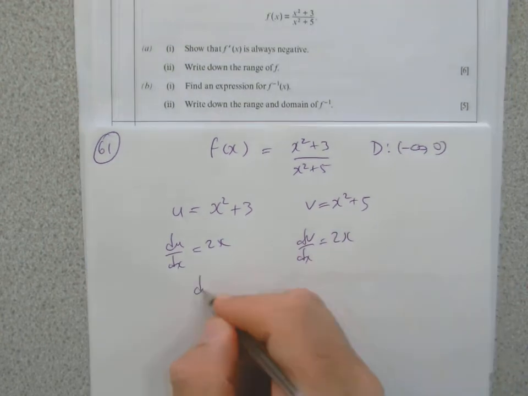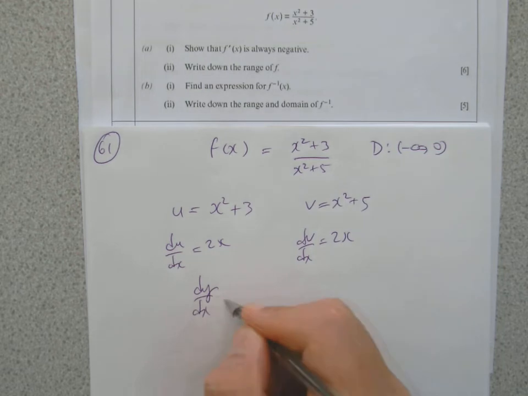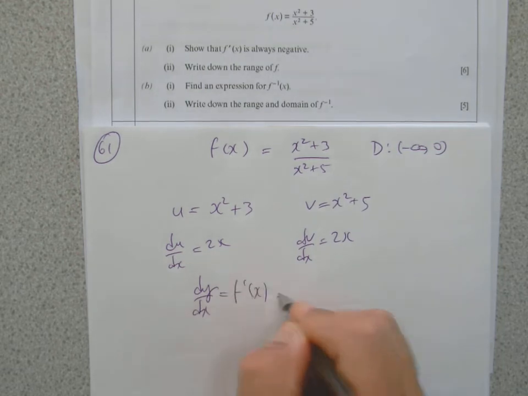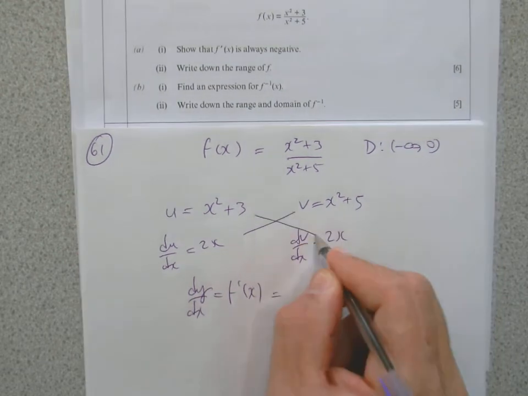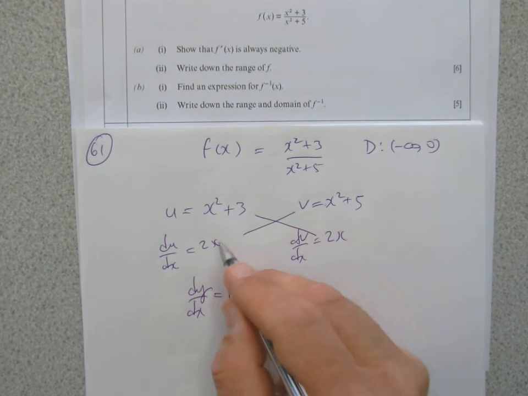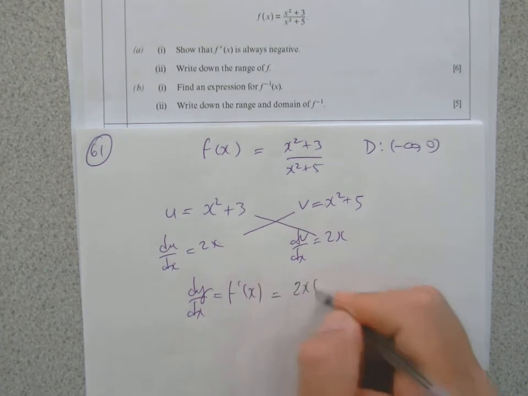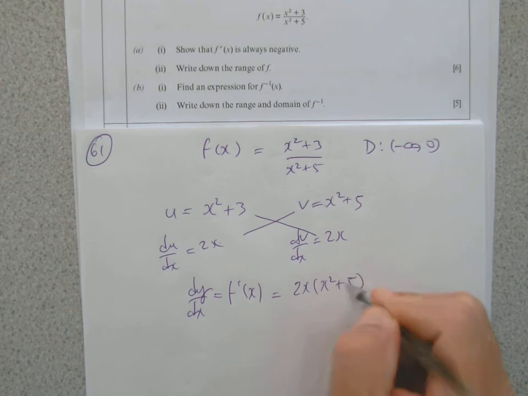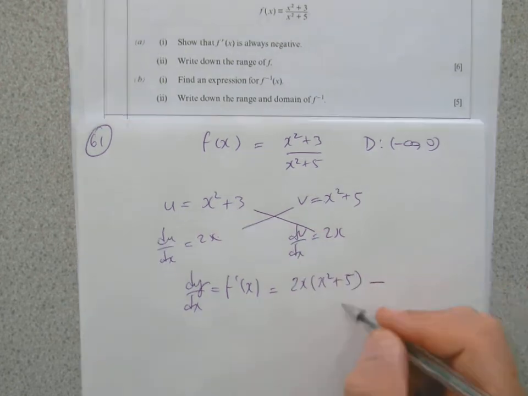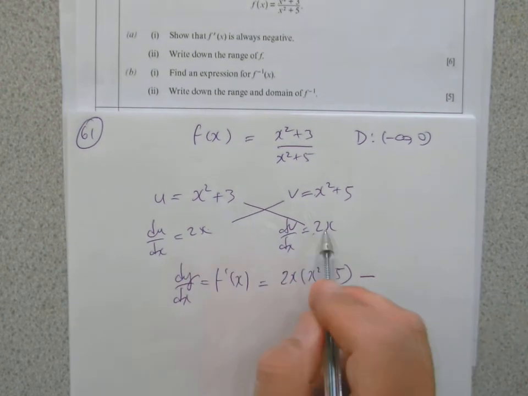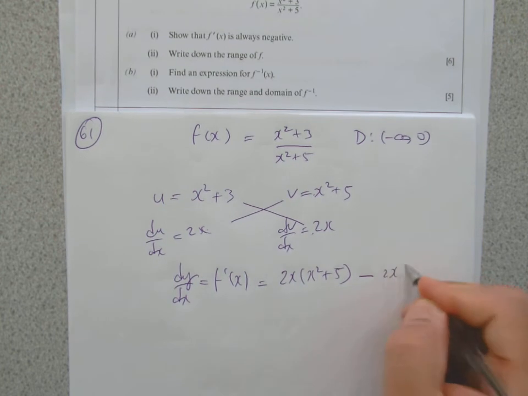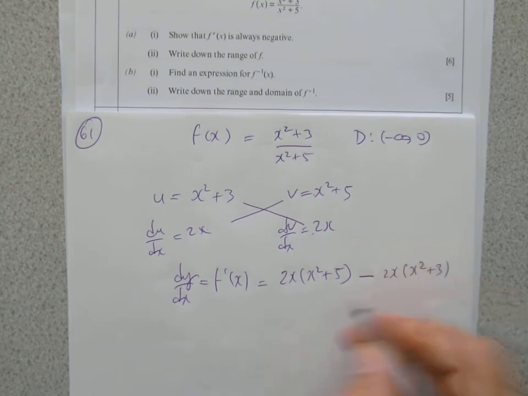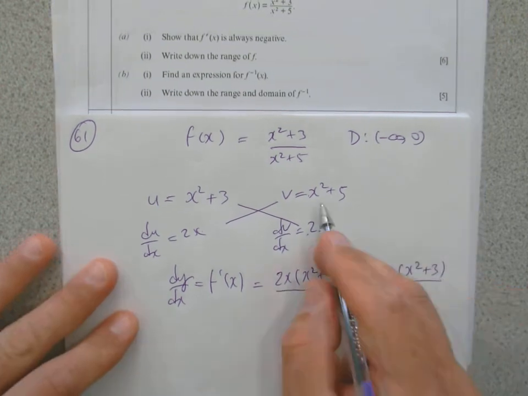The quotient rule then, dy dx, or f dash of x, will be that times that, and that times that. So v du dx, so you get 2x times this, take away, of course, in the quotient rule, u dv dx, so this times this, all over, with the quotient rule, v squared.